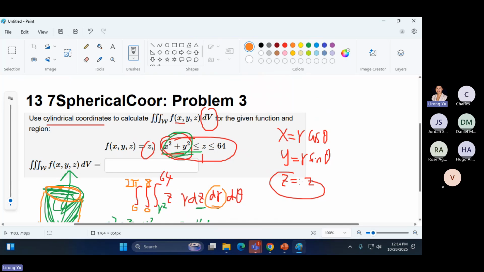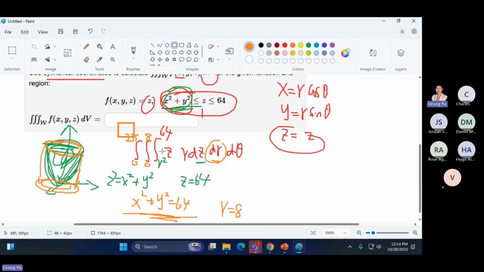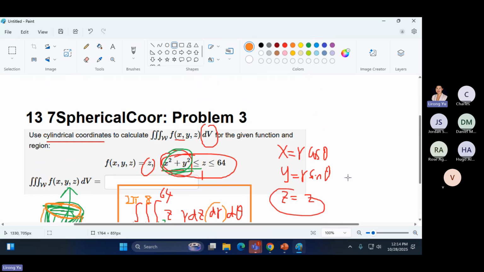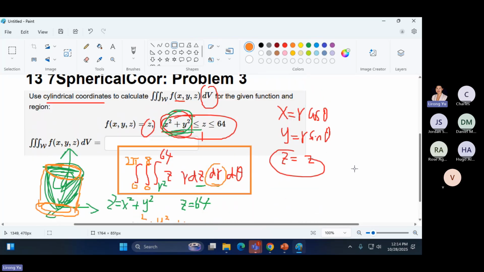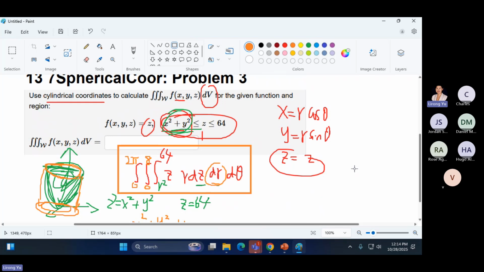That's how we can set up the integration order and the integration function. Now I think we're ready for calculation. That was everything about setting up problem 3. That should be it for today.